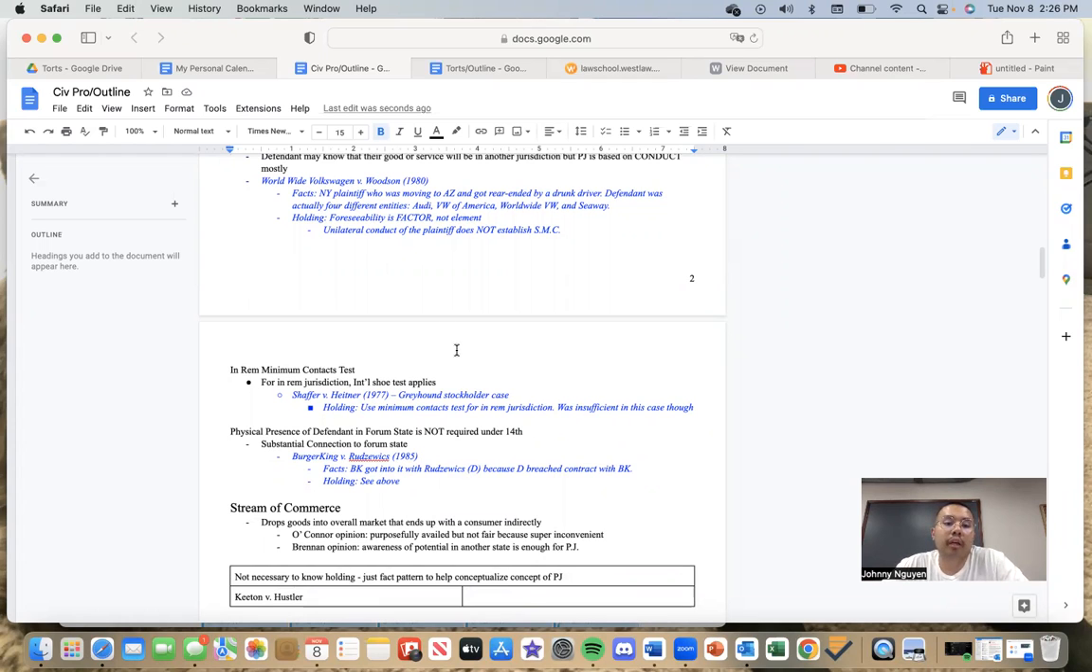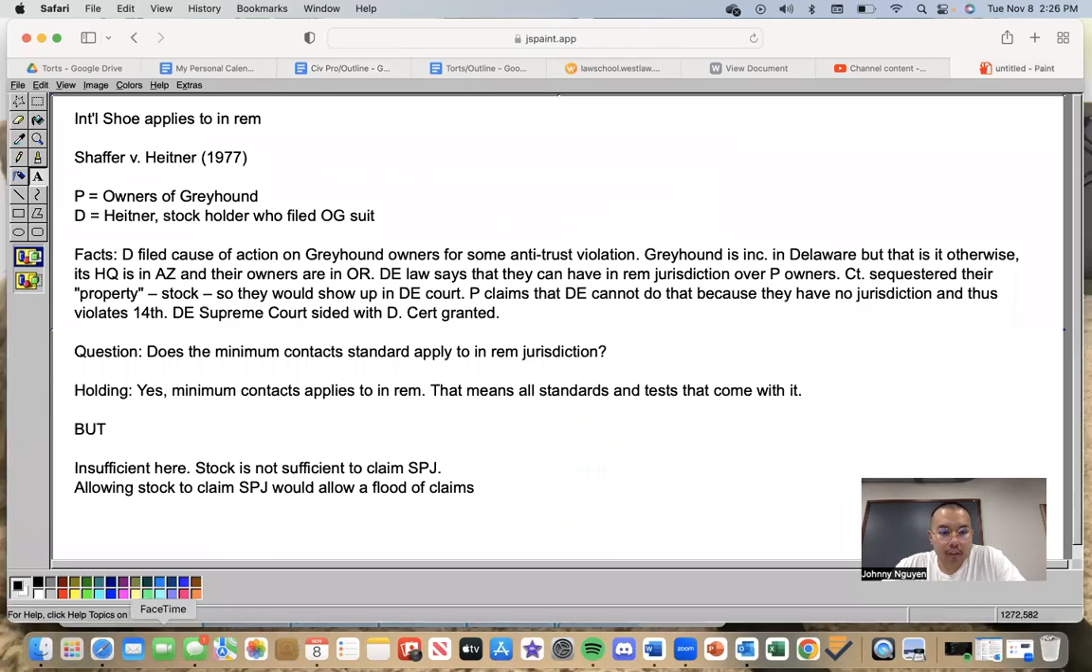And for this, we're going to look at a case called Shaffer versus Heitner. I have it down as the Greyhound stockholder case. Now, I remember when I first heard it, I was a little confused by it, but then it made sense. Essentially, I think this case first established that when using in rem, you will use the minimum contacts test just like you do in in personam cases.